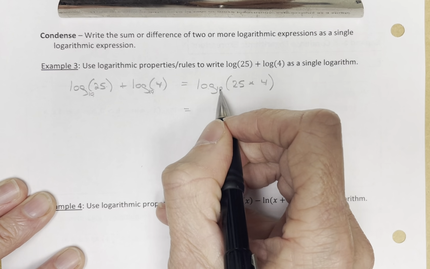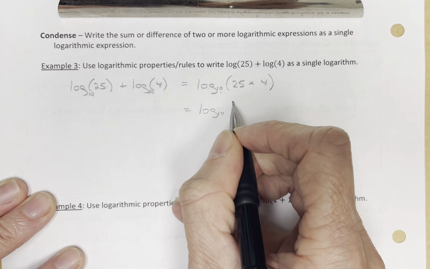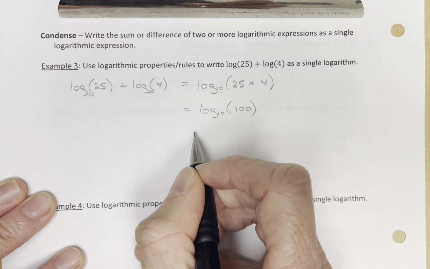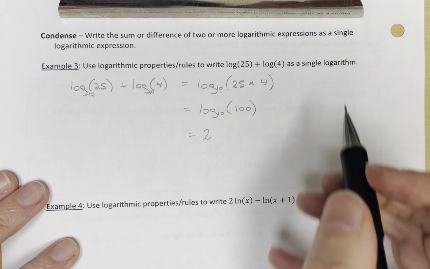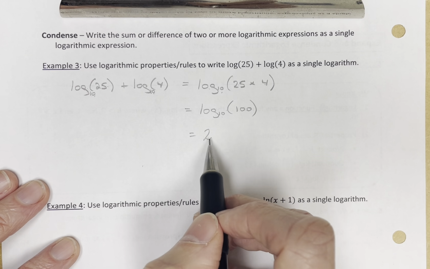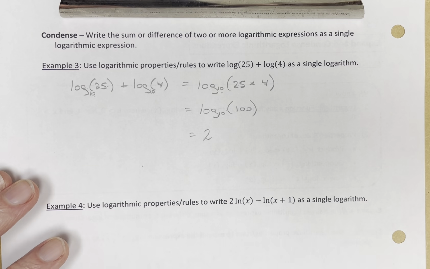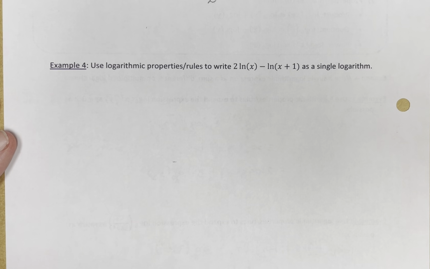Well, the log base 10 of 25 times 4 is the log base 10 of 100, and this comes out to be 2. So not only could I write it as a single logarithm, I could go further, because 10 squared is 100. That actually comes down to the answer of 2. Let's do one more condensing example.